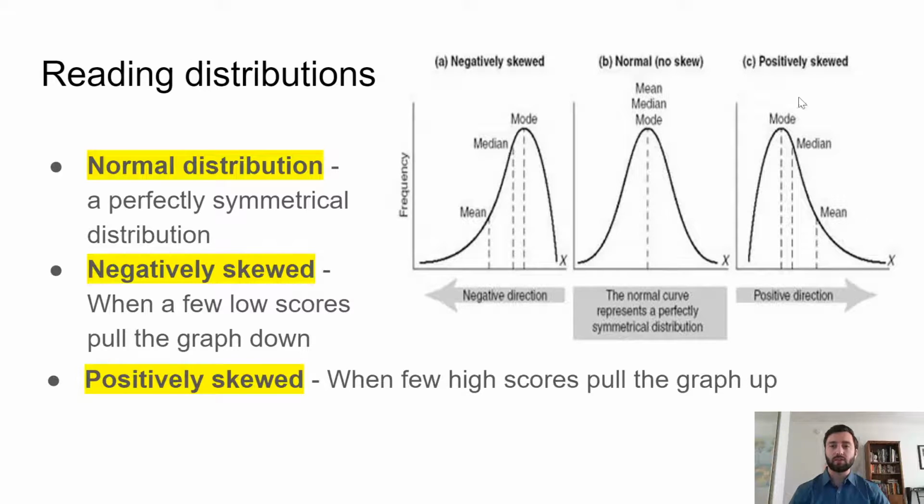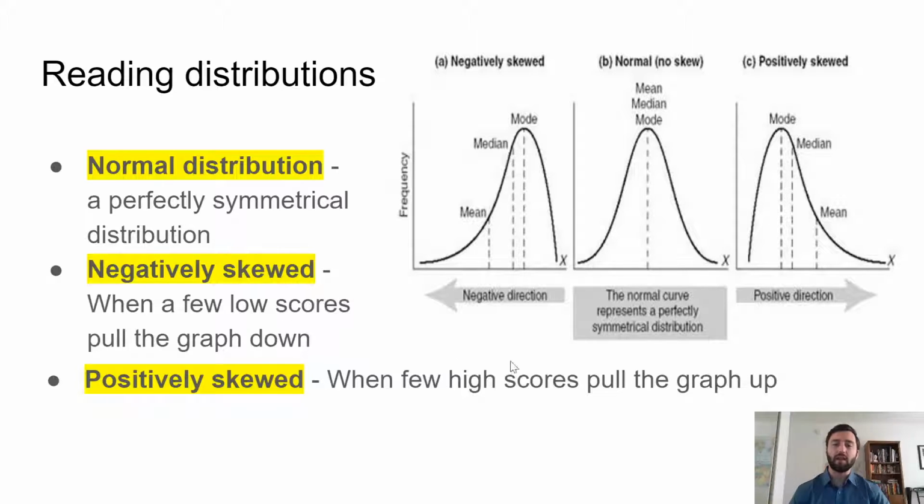Positively skewed curves are basically the exact same thing, just towards the positive. So if we have a few really high numbers, a few really high data points, it's going to pull that curve towards those data points.